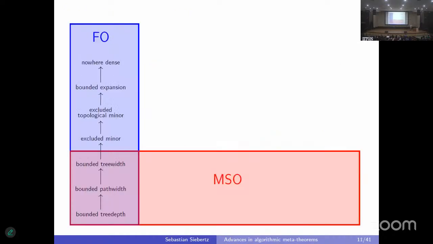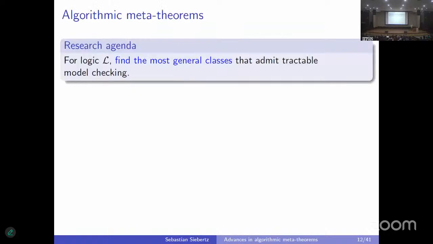So we have the following picture. We have this hierarchy of graph classes starting with bounded tree-width graphs, with the tree-widths over there, and it goes for first order all the way to nowhere dense. But the key region is the dense graph classes, where we don't know the picture and where we try to explore what's going on in this world. So our research agenda in this area is to find the most general graph classes where model checking is tractable.